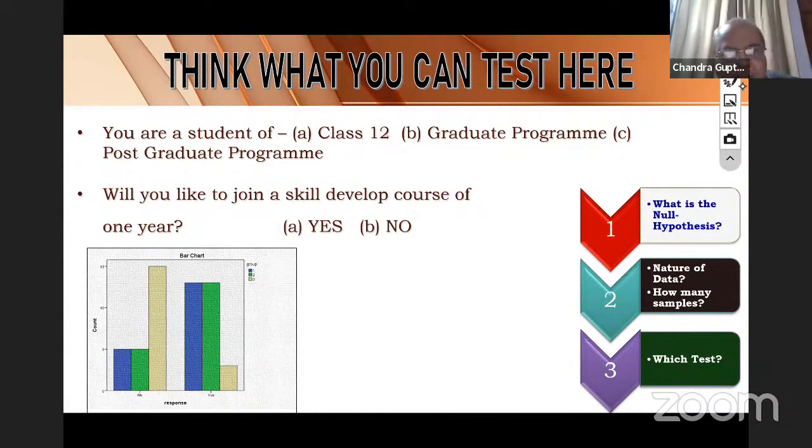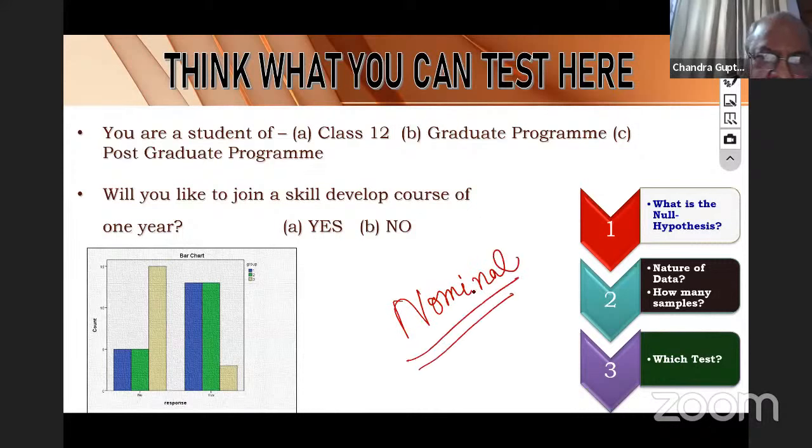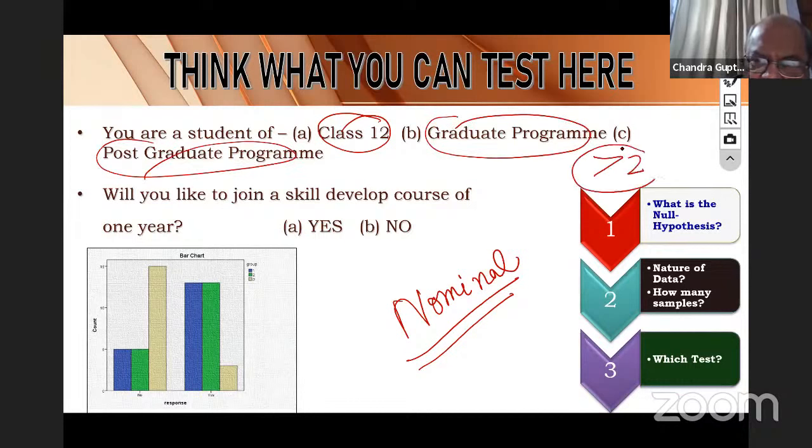We are asking, you are a student of which program, and will you like to join a skill development course or not? What kind of data is it? Nominal data. And we have 3 groups: class 12, graduate program, postgraduate program, more than 2. Responses are yes and no. So nominal data, 3 samples. In that case, we will be using the chi-square test.